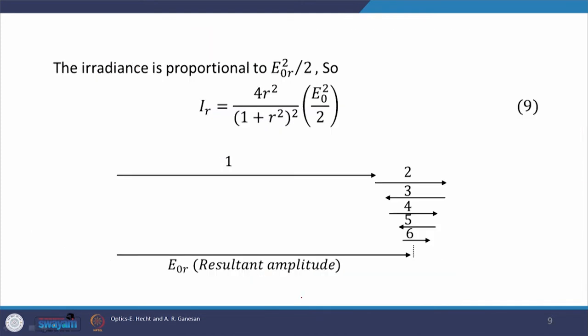Okay. Now, in this relation, if you want to calculate irradiance, then you know irradiance is E0 R squared by 2, and from here we got this expression of irradiance or intensity of the reflected light.